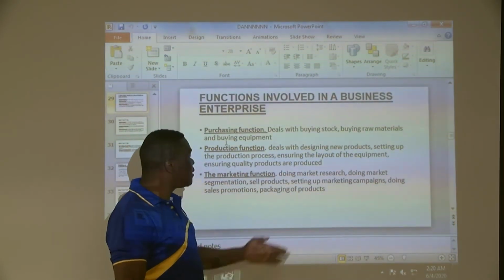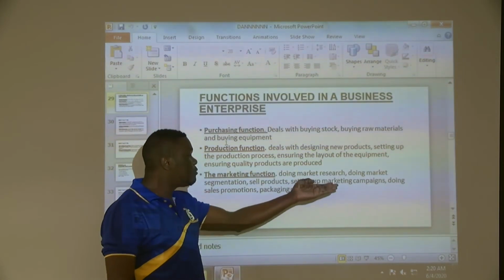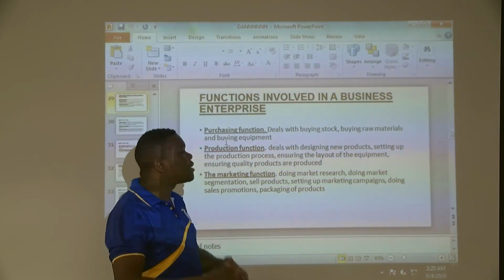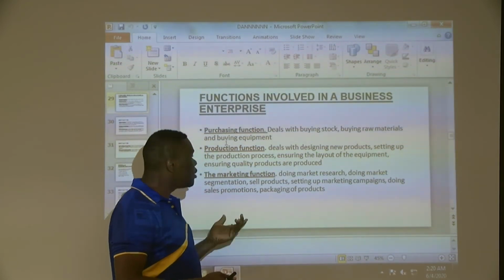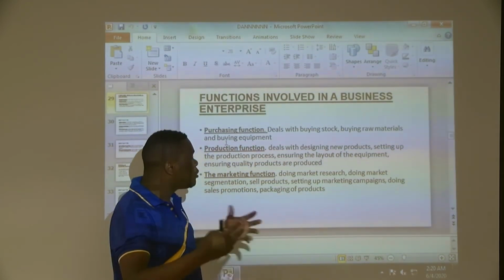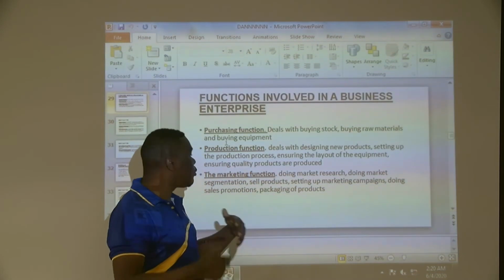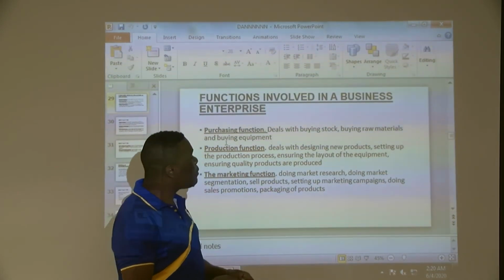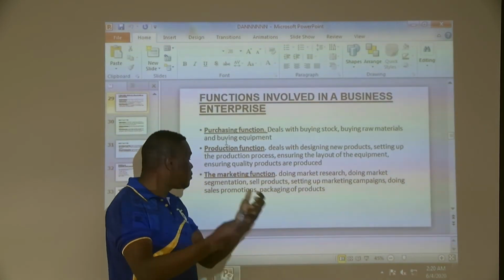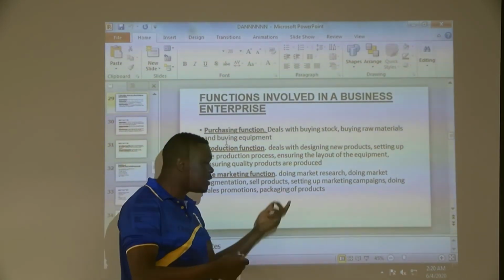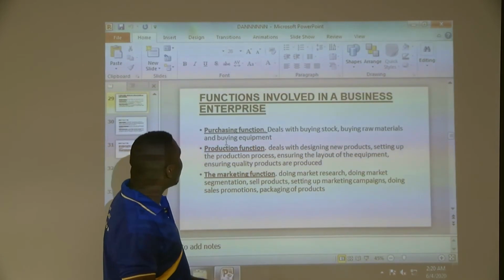So its aim is to make sure that they do extensive market research, to establish what the customers want. Then market segmentation, you divide up the clients according to their needs, and then you sell the products. Then you set up marketing campaigns, and lastly, you do what we call sales promotions and packaging of the products.